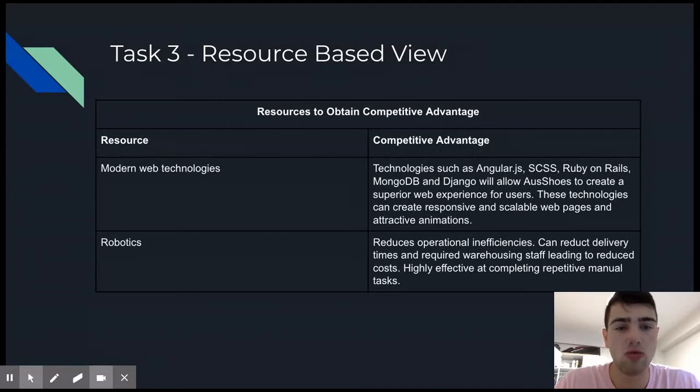Robotics. This will reduce operational inefficiencies and reduce delivery times and required warehousing staff, ultimately reducing costs. They are highly effective at completing repetitive manual tasks.